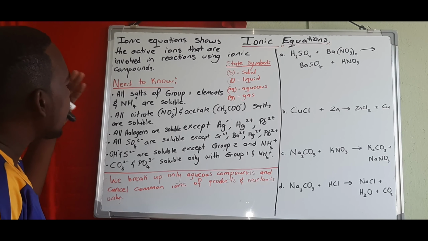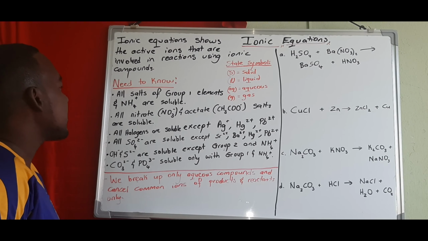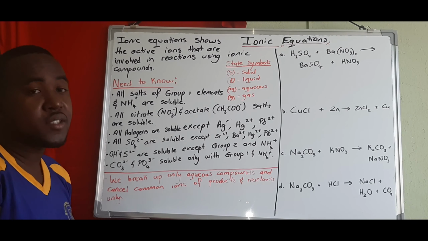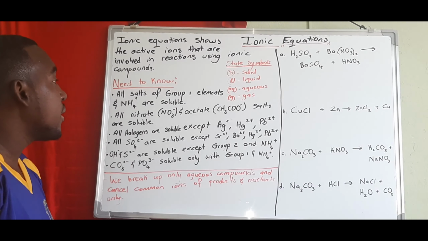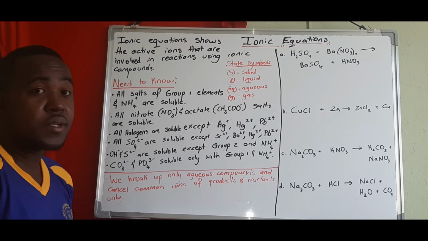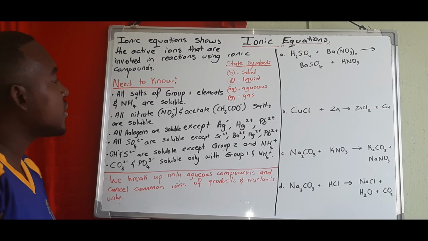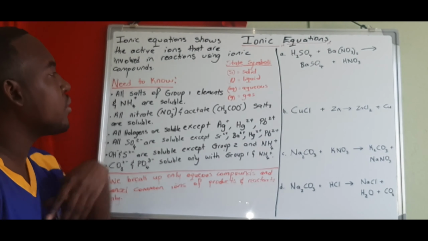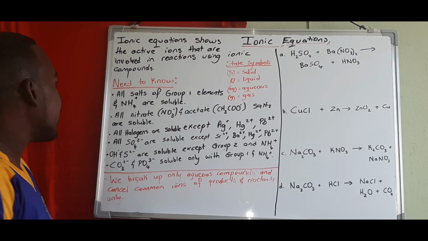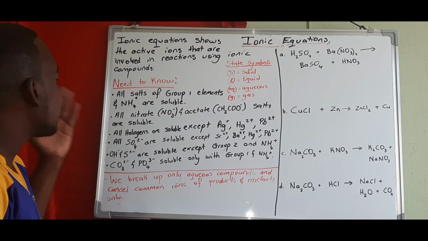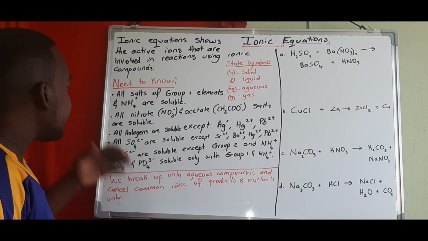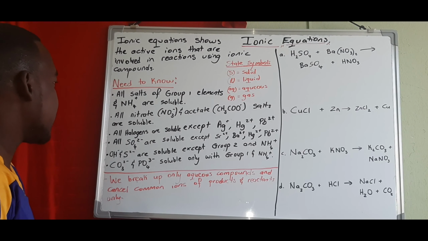So we know that all salts of group 1 elements and of ammonia are soluble. So once you have a group 1 element bonding with a non-metal to give you a salt, all those compounds would be soluble, meaning that our state symbol would be aqueous. And then we know all nitrates and acetates salts are also soluble. So those are two important things.